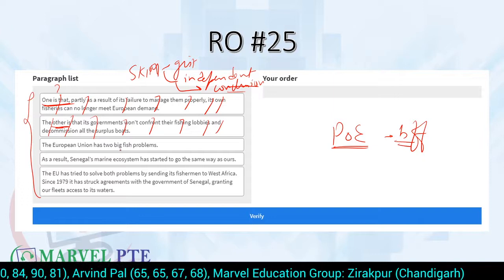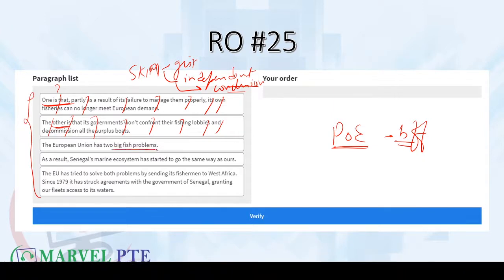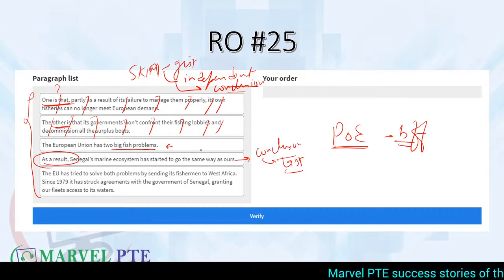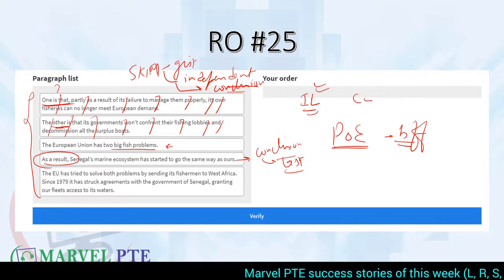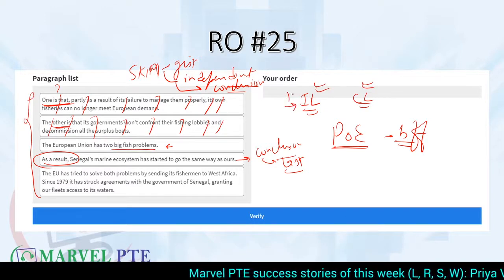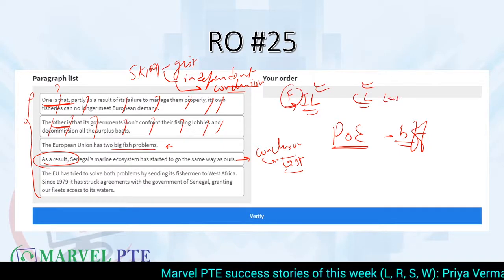"The European Union has two big fish problems." Yes, it seems like this is an independent line because it can stand alone. "As a result" is for conclusion, and you know that the conclusion line comes last. So in this reorder paragraph, using our strategies, you are able to find the independent line as well as the conclusion line. So you know which line is going to be your first and which line is going to be your last.